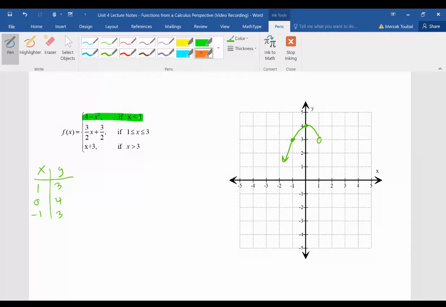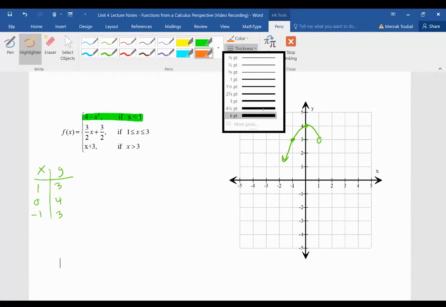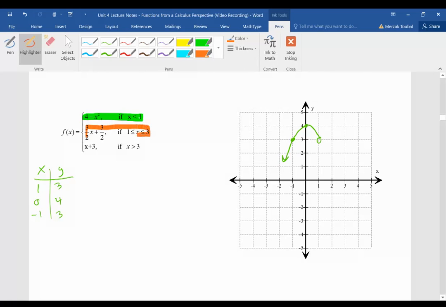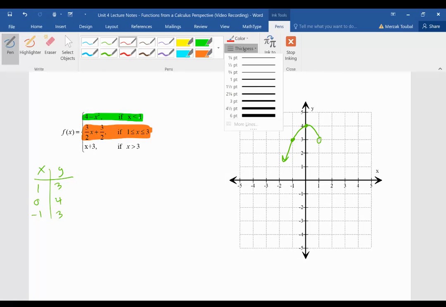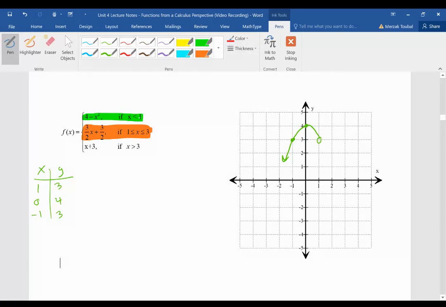Let's do the second one. I'm trying color coding, so it'll be easy to keep track of what I'm doing. So the second one is from 1 to 3. So I'm allowed to sketch this graph only from x equals 1 to x equals 3. Okay, so now let's use table values, x and y. If x is 1, and that's the smallest x value.